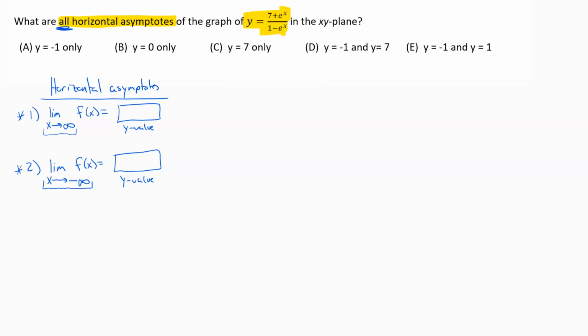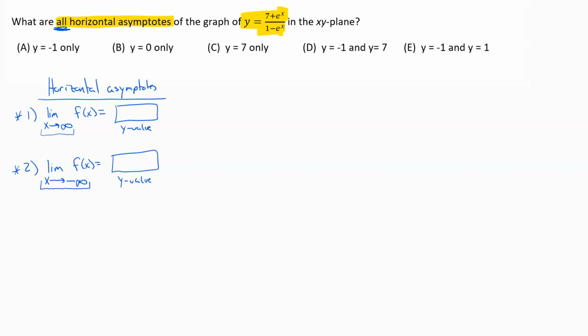We now go to doing this actual problem here. So we go to our equation that they gave us, and we need to do these two different problems here. So the first time through, we need to do the limit as x is heading to positive infinity of 7 plus e to the x over 1 minus e to the x.